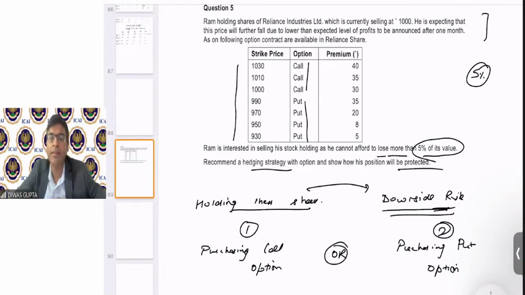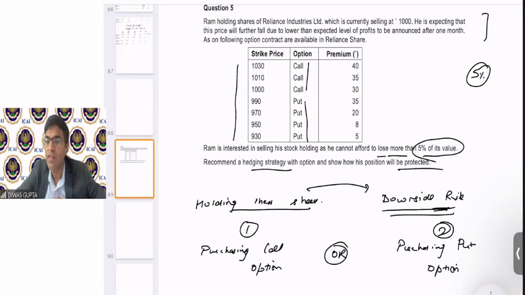I am holding some shares and I have to protect myself from the downside risk, because if I'm holding the shares and the prices go up, there is no risk. If the prices go down, there is a risk. So I have to devise a strategy where the prices go down and I gain. When will it happen that the prices will go down and I will be able to gain? Come on, students, tell me.